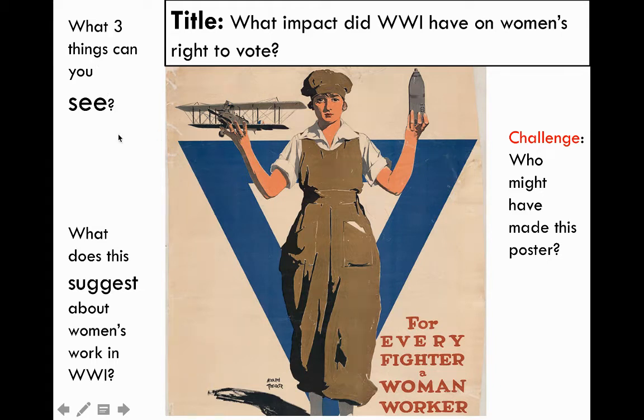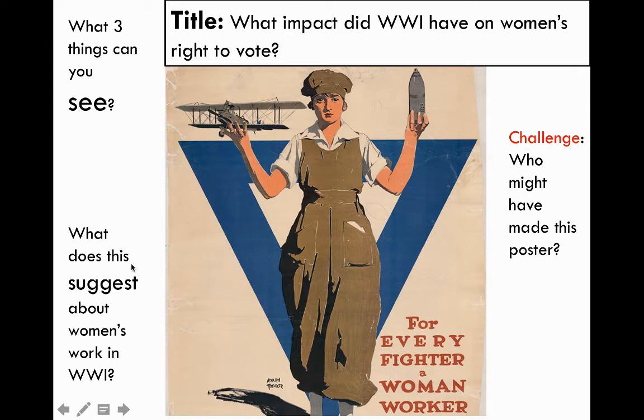So three things we can see. Well, for starters, we've got a woman in the whole middle of the picture, so it's all about her. She's also in overalls. It looks like workers' overalls, in a factory or something else industrial. She's got a plane in one hand, holding it up. We've got some kind of weapon, missile, or bomb in the other hand, and she's again holding it up. And it says here at the bottom, for every fighter, a woman worker.